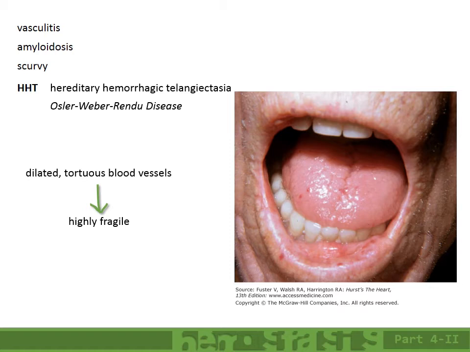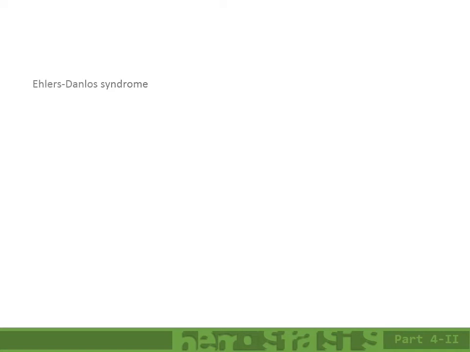Additionally, these patients are at significant risk for developing epistaxis, or nosebleeds, or other mucocutaneous bleeding. Be aware that there are other vascular causes of excessive bleeding, like Ehlers-Danlos syndrome, senile purpura, Cushing syndrome, and Henoch-Schonlein purpura. You'll learn about these in greater detail in other courses.